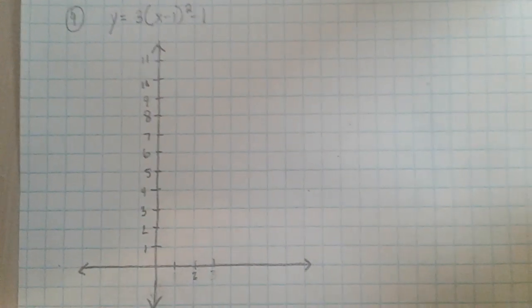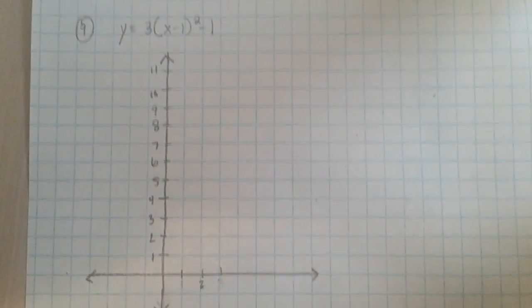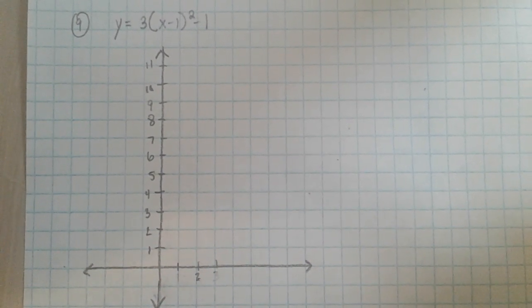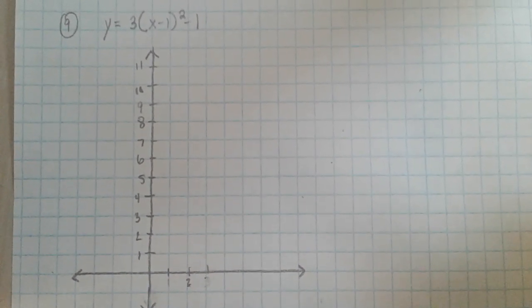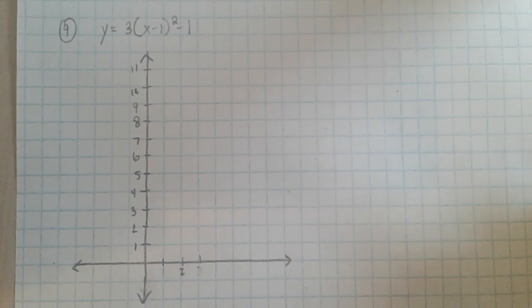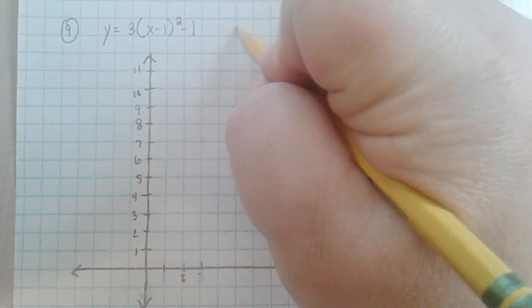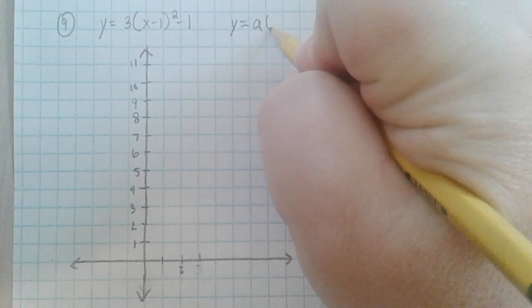Okay, here's number 9. I'm sorry I had to do this one on graph paper because I accidentally deleted the video after I wrote it on paper, so I only had one blank copy. So we've got y equals 3 times (x minus 1) squared minus 1. So once again, I'm going to write my general form down.